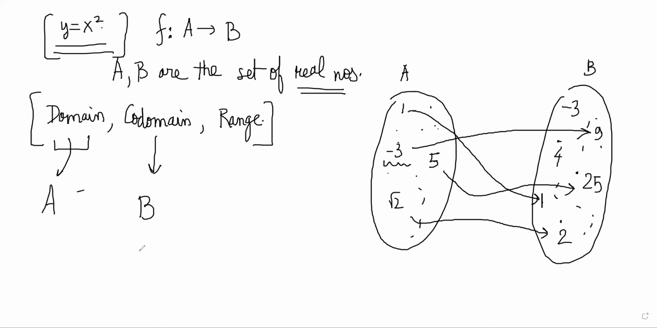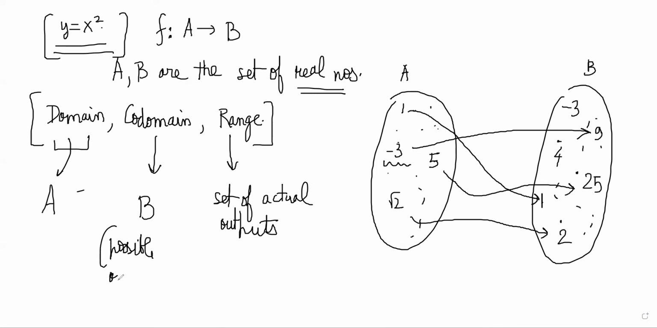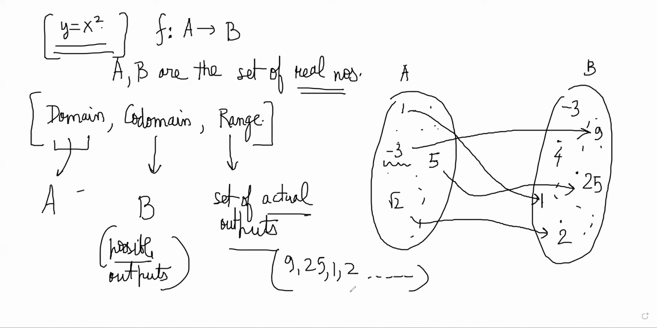And range is the set of actual outputs. This was what? Possible outputs. You understand the difference between possible outputs and actual outputs? Actual outputs will be 9, 25, 1, and 2, right? And so on. It can never be minus 3, because you are taking the square, so it can never take a negative value, right?